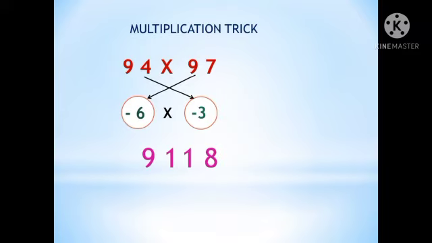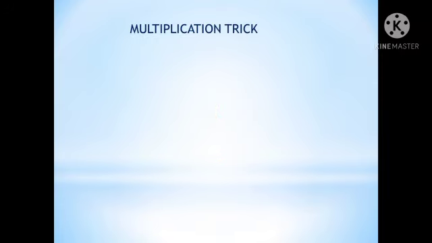Let us see the second problem. The question is that we are going to multiply 93 into 92. Both the numbers are nearer to 100 and less than 100, so we can apply trick 1. First we find out how much the numbers 93 and 92 are less than 100. The number 93 is 7 less than 100, so let us write minus 7, and the number 92 is 8 less than 100, so we write minus 8.